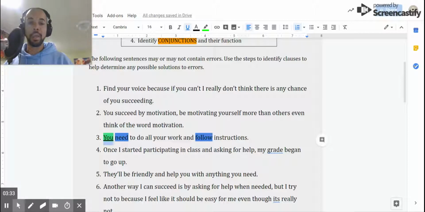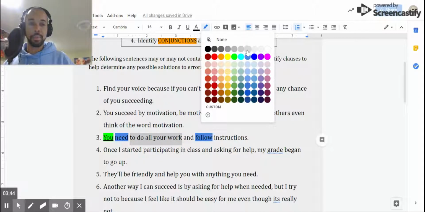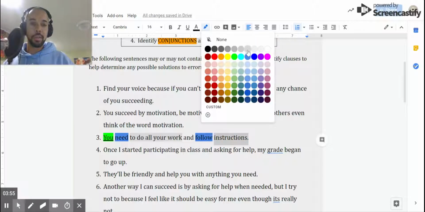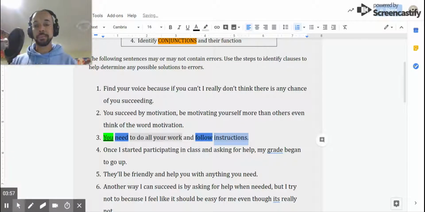Not an issue. Okay. Third step is to complete the thought. You need what? You need to do all your work. Okay. That I'm going to put in gray because that's the completion of that thought. And then you follow what? You follow instructions. So that's going to go with that one. So follow goes with instructions.